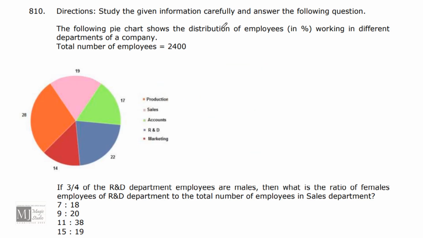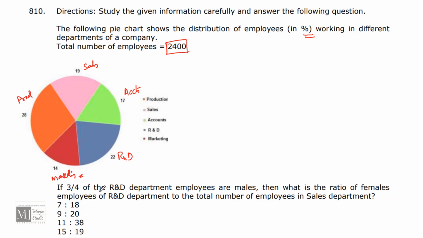Study the given information. The following pie chart shows the distribution of employees in percentage working in different departments of the company. Total number of employees 2400. Okay, so we have production, sales looks like, okay, matching with accounts, matching with this. So this is accounts, this is sales. Here we have got production, R&D, and this one is marketing. Read the question and please try.